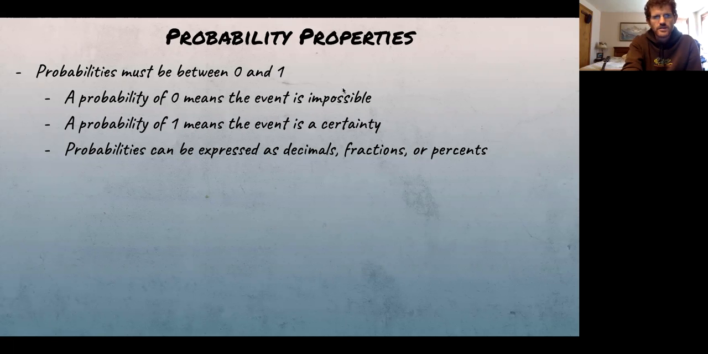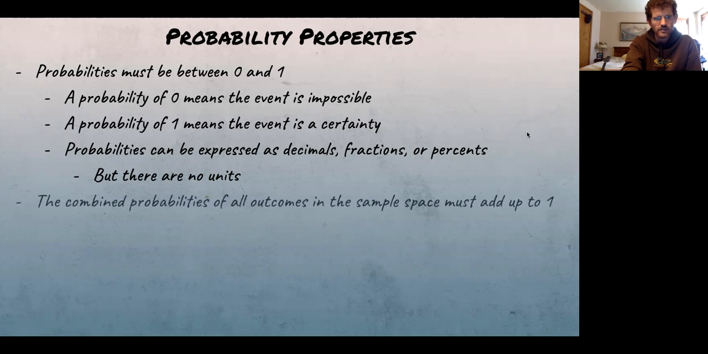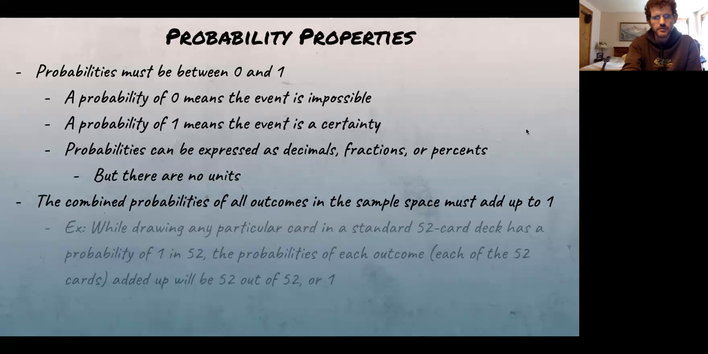All right, there are some other things I didn't define, like event and outcomes and trials and stuff like that. That's all in your chapter. You can read through that. Okay, so no units when we're talking about probability. It's just straight up what percent chance it is to happen. The combined probabilities of all outcomes in the sample space must add up to 1.